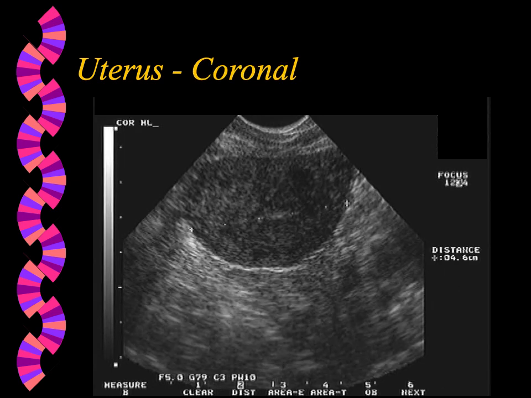Next, we're going to go into the coronal plane, and to get to the coronal plane, again, we take the transducer and we do a 90-degree counterclockwise turn. And so we measure the uterus in the coronal plane from left to right, right to left, and we measure the transverse diameter of the uterus in the coronal plane.